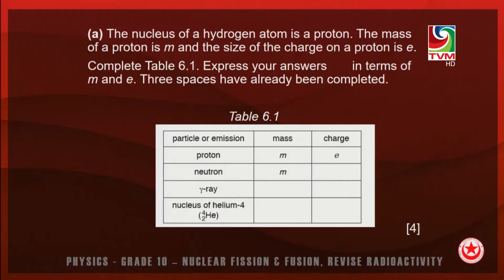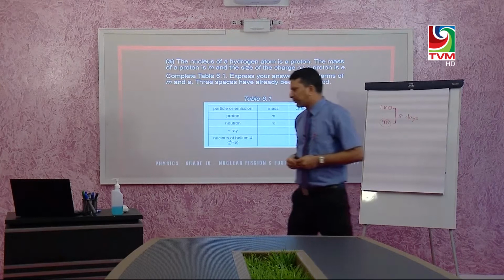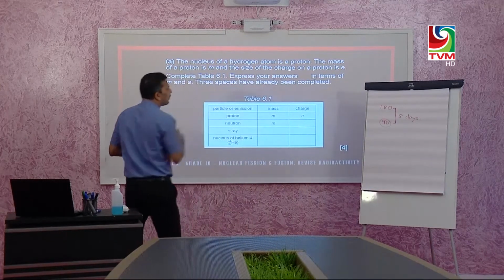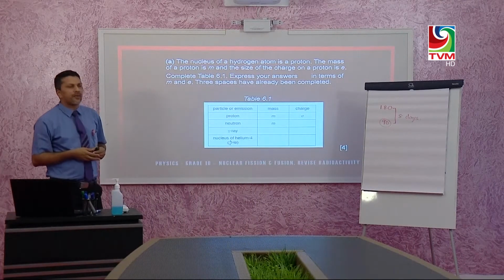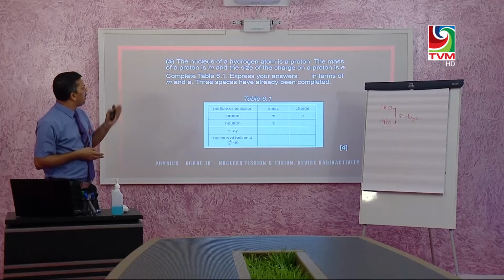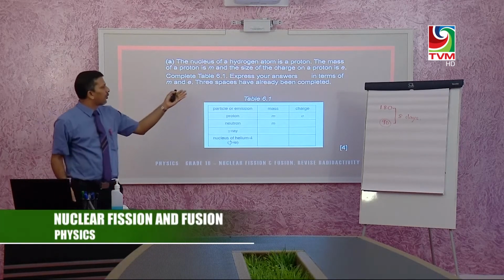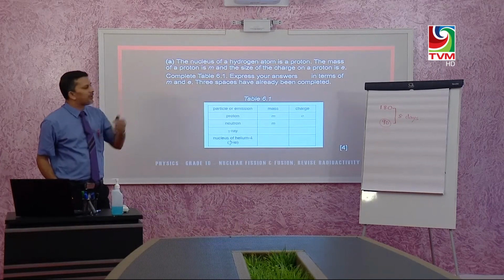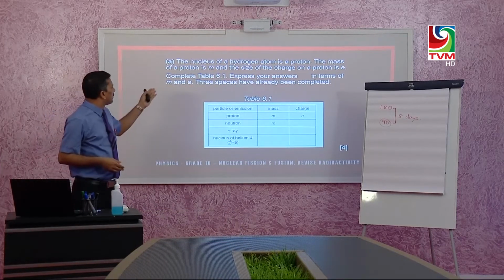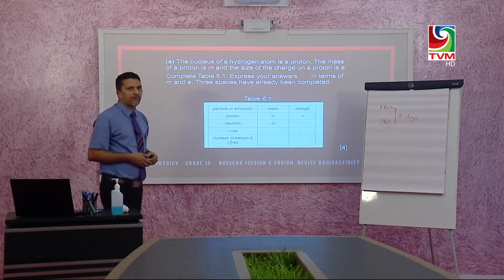Now we can go to some theory questions. Okay, some theory questions we can check. First question: the nucleus of a hydrogen atom is a proton. The mass of the proton is m, and the size of the charge on the proton is E. Complete the table. It's a question.